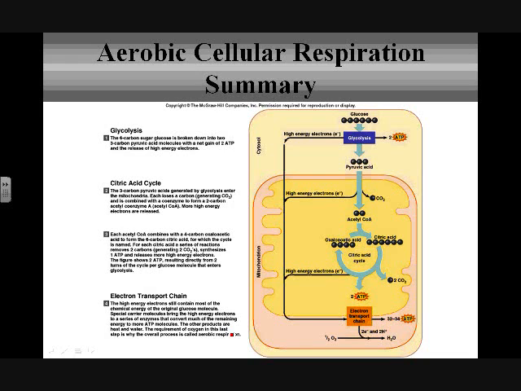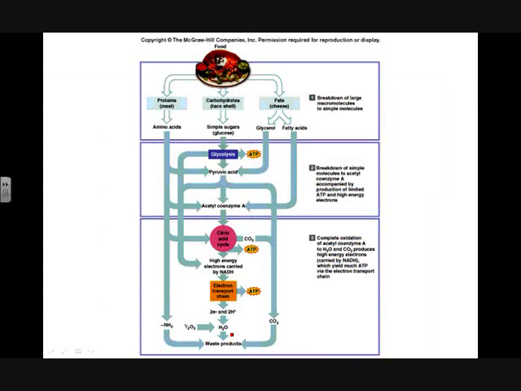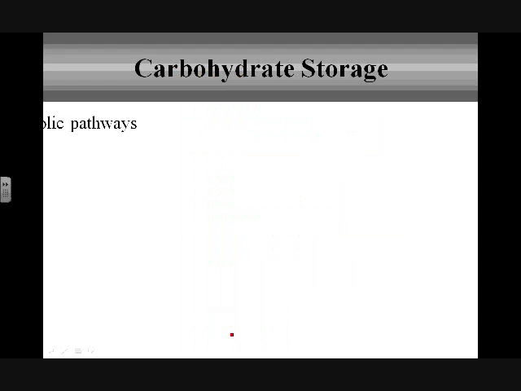And then it says electron transport chain. The high energy electrons still contain most of the chemical energy of the original glucose molecule. Special carrier molecules bring the high energy electrons to a series of enzymes that convert much of the remaining energy to more ATP molecules. The other products are heat and water. The requirement of oxygen in this last step is why the overall process is called aerobic cellular respiration. And again, just another picture showing you pretty much the same thing.